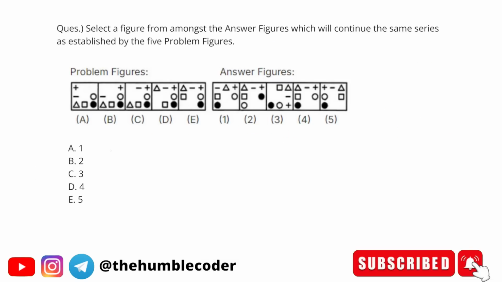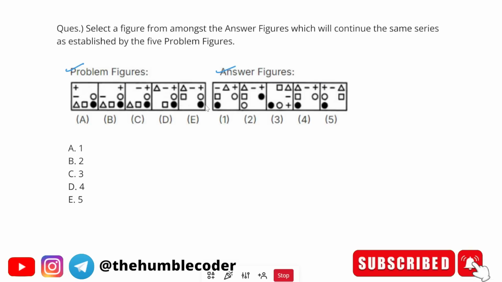Let's look at this question. Select a figure from amongst the answer figures which will continue the same series as established by the 5 problem figures. So guys, in this case we have problem figures and answer figures. In the problem figures we have 5 figures. We have to tell what the 6th figure in the series will be, and we will select it based on these answer figures that are given to us. Basically these are our option figures.